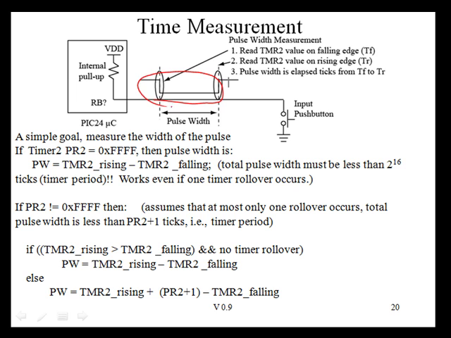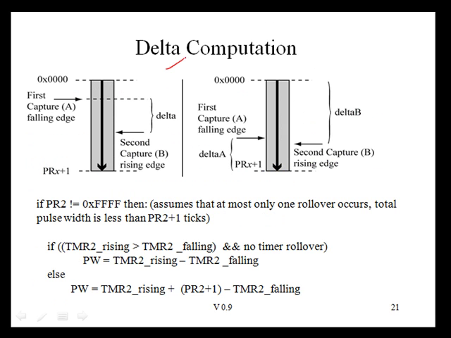This delta ticks computation becomes a bit more complicated if the period register is not equal to its maximum value. Let's use this diagram on this slide to try to understand this. There'll be two cases. One is if the timer 2 rising value is greater than the timer 2 falling edge value and no timer rollover occurred. That's going to be this case right here. Here's the rising edge capture value B. Here's the falling edge capture value A. B is greater than A and no timer rollover occurred.